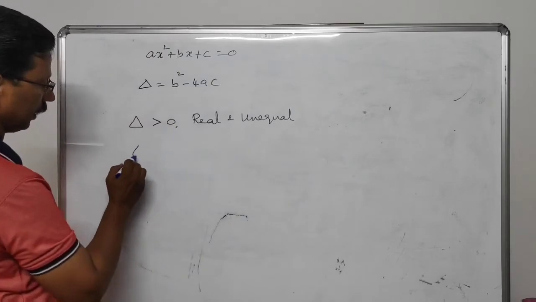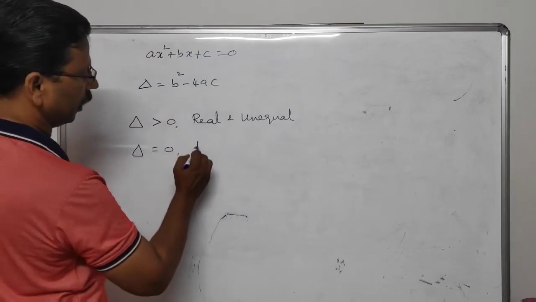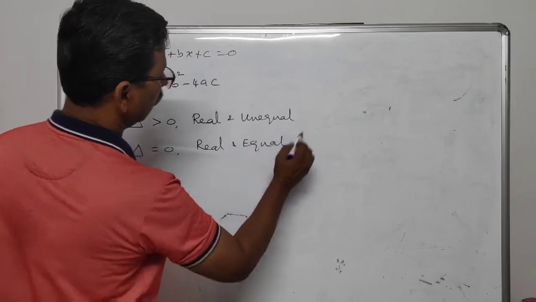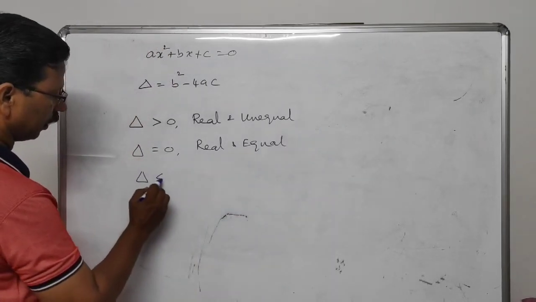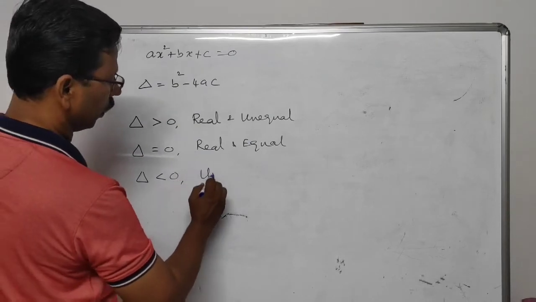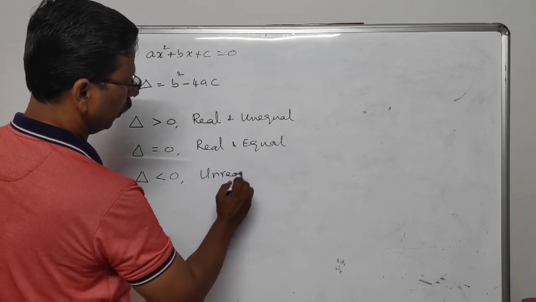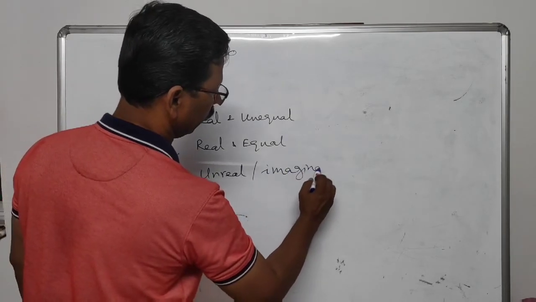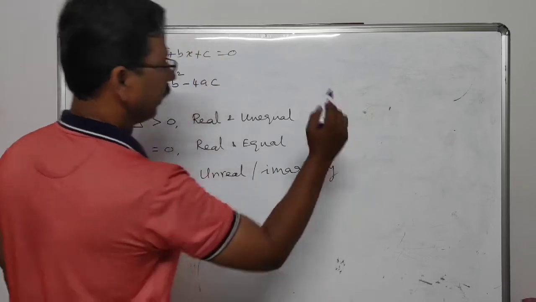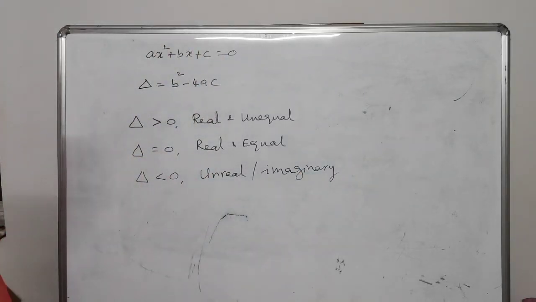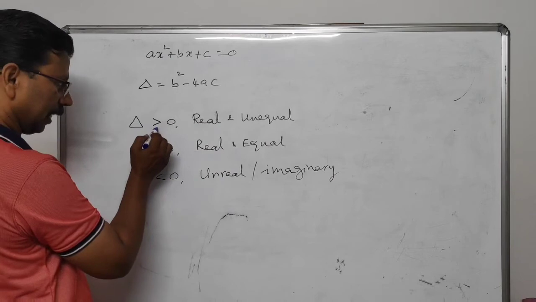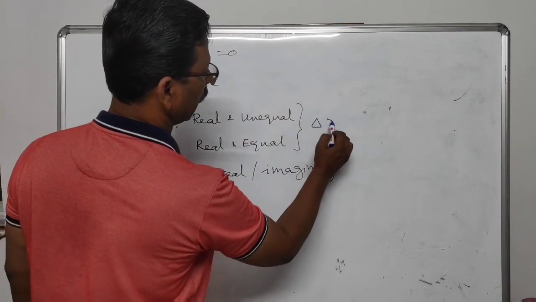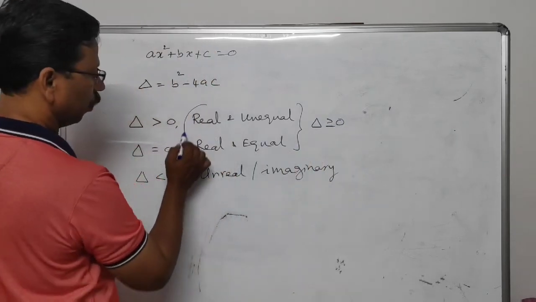Suppose this delta value equals 0, you can say the roots are real and equal. Then suppose this delta value is less than 0, you can say the roots are unreal, or they are called imaginary. If it is not real, we can call this imaginary. Now, if the delta value is greater than or equal to 0, we can say the roots are real.